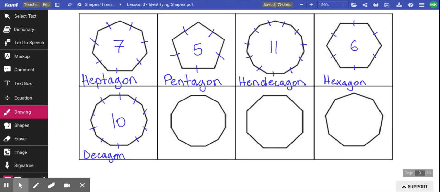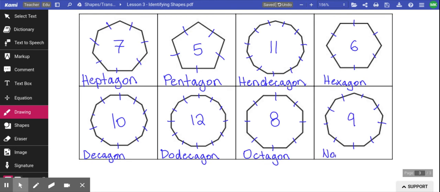Awesome. If we look at the next one, we count the sides. We have 1, 2, 3, 4, 5, 6, 7, 8, 9, 10, 11, 12 sides. That would be a dodecagon if we looked up at our chart. This one here, we count the sides. 1, 2, 3, 4, 5, 6, 7, 8. There's 8 sides. That is an octagon. And our last one, we have 1, 2, 3, 4, 5, 6, 7, 8, 9. 9 sides is a nonagon.